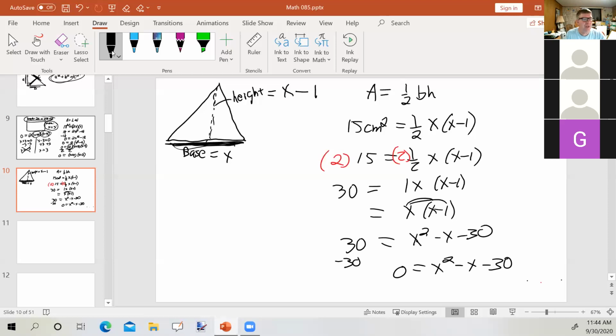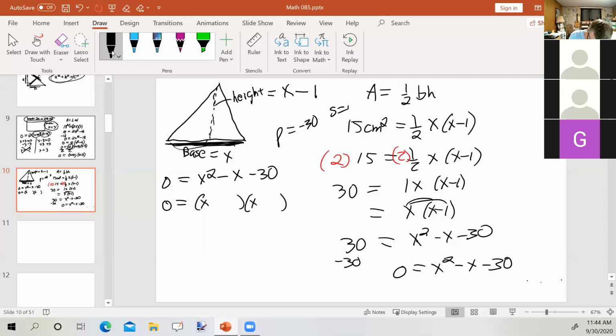So now we've got our second degree equation in standard form. I'm going to rewrite that up here where I have a little more room to work. And what I have there is a trinomial in standard form. It has no greatest common factor. It is not a perfect square. It has a leading coefficient of 1. Let's see, I need a product that's negative 30 and a sum that's negative 1. How about negative 6 and 5?